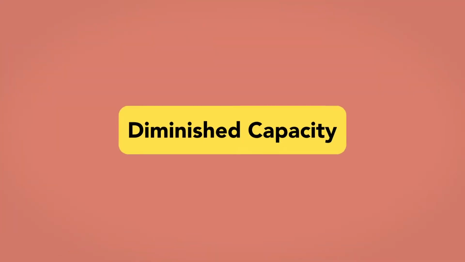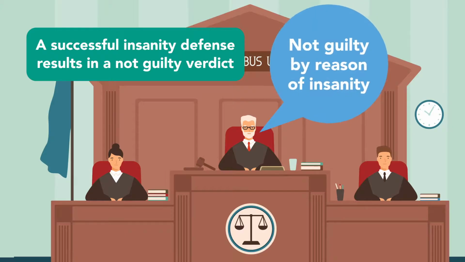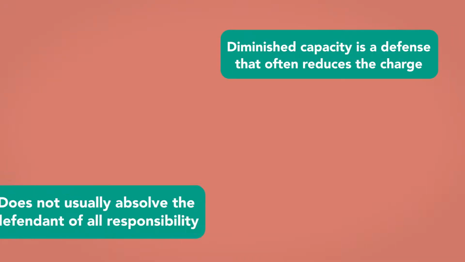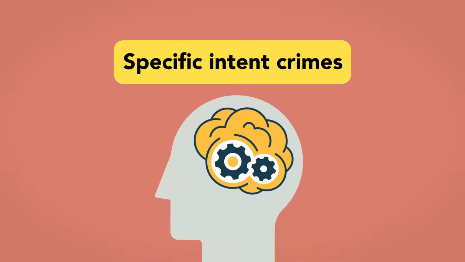Diminished capacity. Diminished capacity is a distinct defense from insanity. A successful insanity defense results in a not guilty verdict, whereas diminished capacity is a defense that often reduces the charges, but does not usually absolve the defendant of all responsibility. This defense generally applies to specific intent crimes, where diminished capacity can negate an element of the crime.